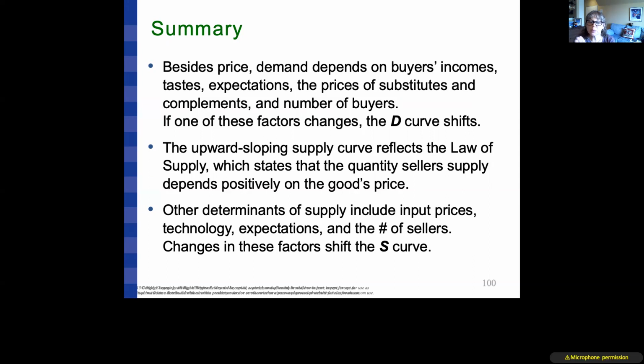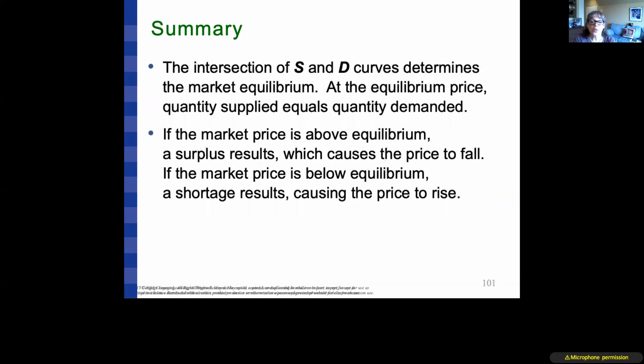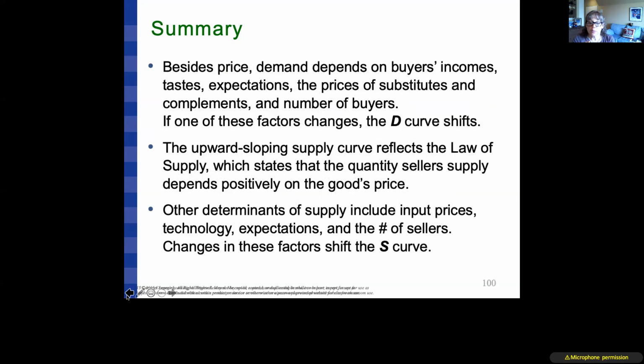Now, the upward sloping supply curve reflects the law of supply, which states that the quantity supplied depends positively on the good's price. Sellers will sell more as the price goes up. So what are the other determinants of supply? Well, price will move you along the supply curve, whereas other things such as input prices, technology, expectations, and the number of sellers will shift the curve one way or another.